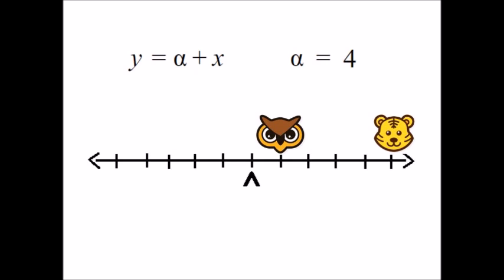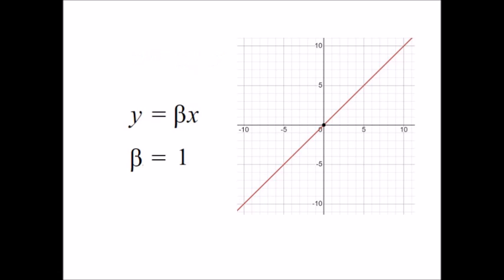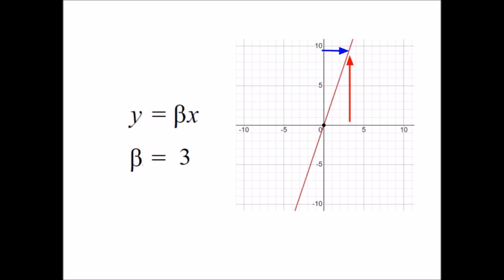So much for addition. What about multiplication? Y equals beta x. Here's the graph for beta equals 1. Or beta equals 3. We've seen this before. Or beta equals negative 1/2. Downward slope, not steep.